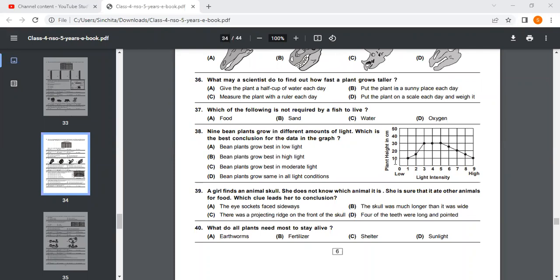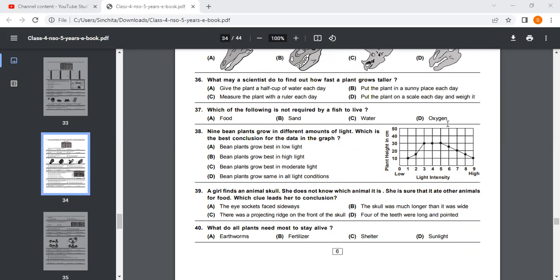Which of the following is not required by a fish to live? Food, sand, water, oxygen. Water. No. Without water, how will a fish live, beta? Oxygen. Without oxygen, how will a fish breathe? Food. Without food, how will a fish live?